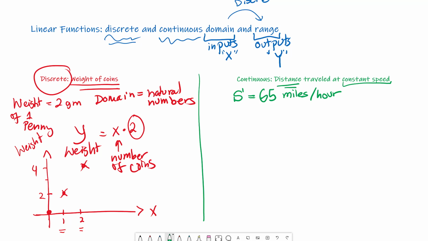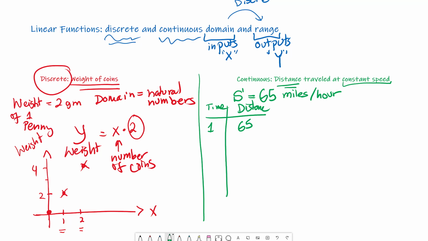So if we travel 1 hour, let's do a little table here. Time, and distance. So if we travel for a full hour, we travel 65 miles, right?